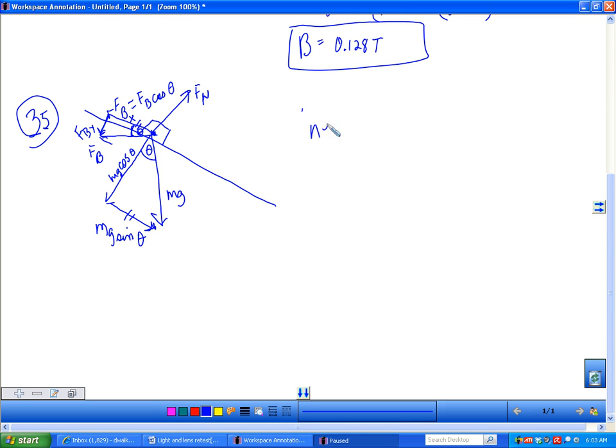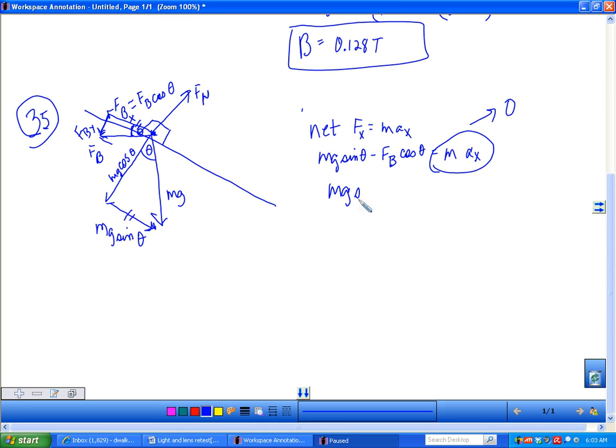So if the net F is equal to ma, my only motion is occurring along the x-axis. So I have mg sine theta down the ramp minus FB cosine theta up the ramp is equal to the mass of the aluminum rod times the acceleration of the aluminum rod. It has no acceleration, so this whole side is going to go to 0. So mg sine theta is going to equal FB cosine theta.